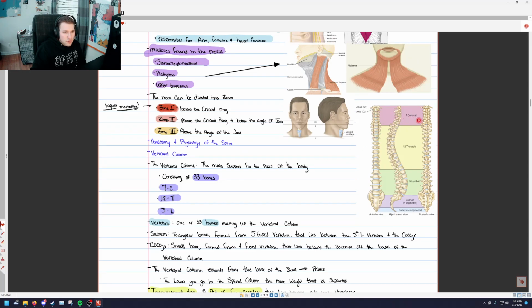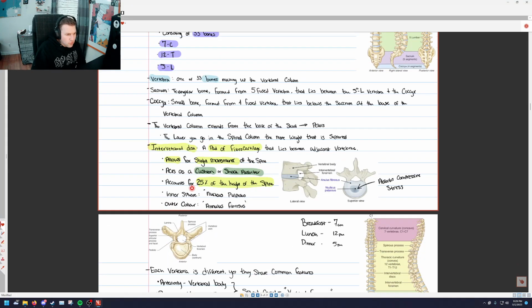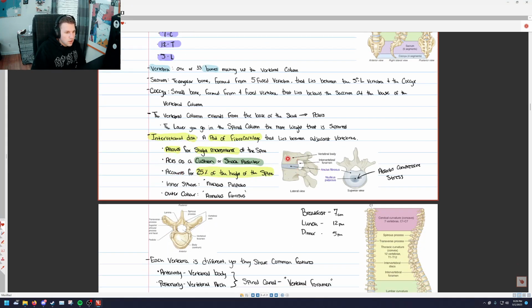So we have our 7 cervical, 12 thoracic, and 5 lumbar. Easiest way, Josh actually showed me this: in the morning you eat breakfast at 7, you eat your lunch at 12, and then at 5 o'clock you have dinner. So 7, 12, 5. Within the spinal column, depending on where you're at, they all will have intervertebral discs. This is going to be a padding of fibrocartilage that helps aid in shock absorption or any axial loading stress the body may encounter.